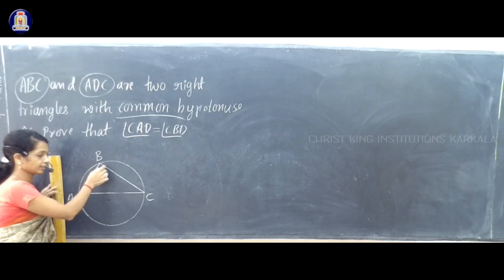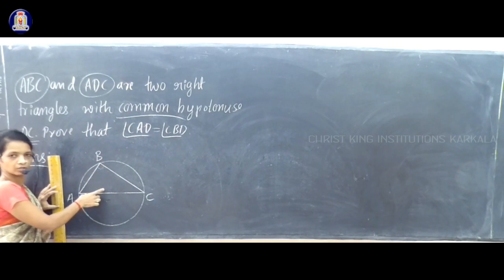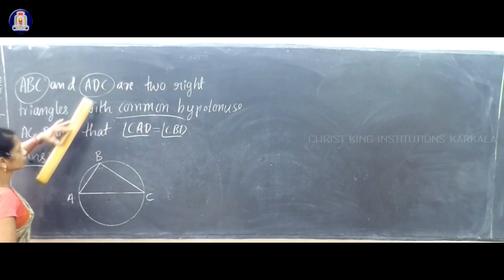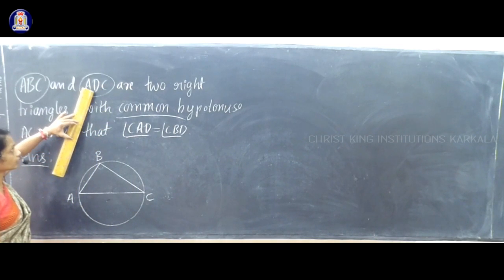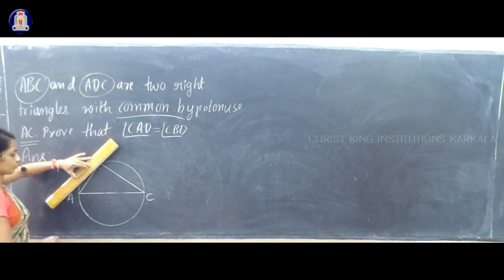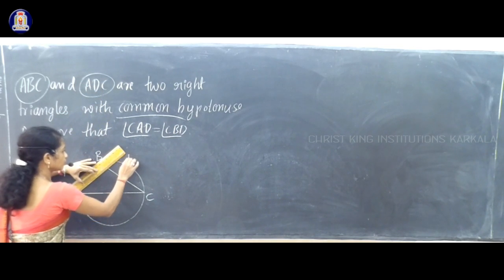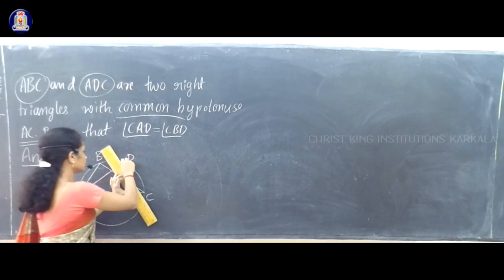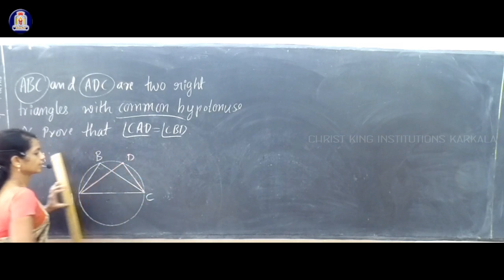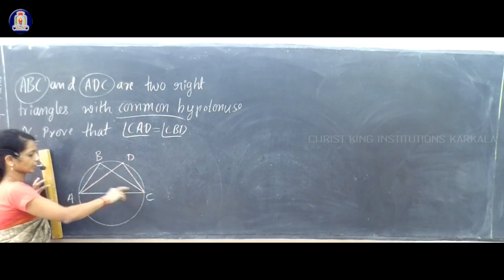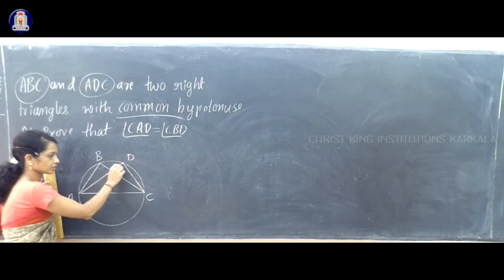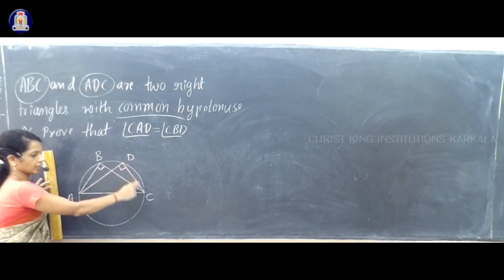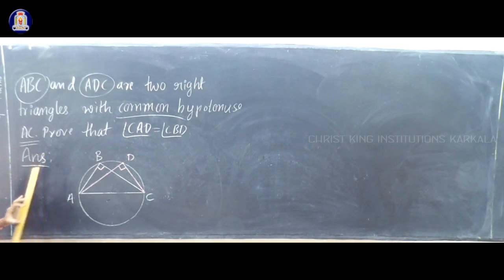Hypotenuse means the side opposite the 90 degree angle, so the side opposite you can see is AC. One more right angled triangle you have to draw, so mark one more point as D, and join D with A and C. This is also a right angle triangle, because angle ADC is an angle in the semicircle. So this is also 90 degrees, and triangle ADC is also a right angle triangle.